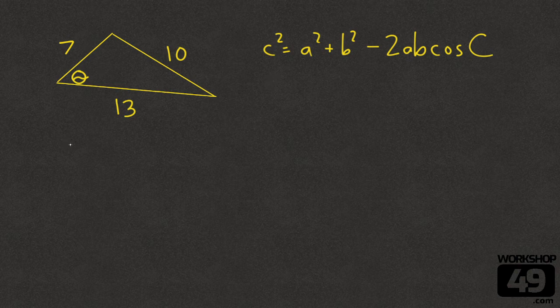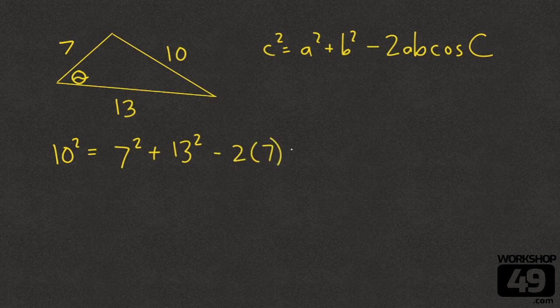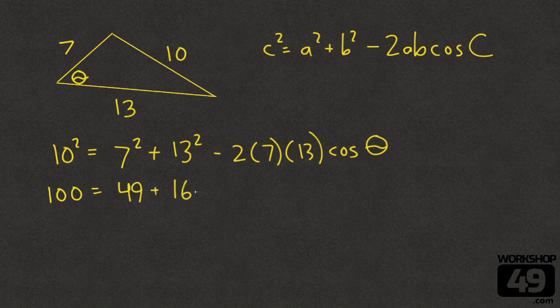So we're going to fill in what we know. 10 squared is equal to, a and b doesn't matter. Pick one, stick with it. 7 squared plus 13 squared, as long as they're the other two sides, minus 2 times 7 times 13 times the cos of theta. We're going to clean it up. 100, that's just the 10 squared. 7 squared, 49, plus 169, minus 182 cos theta.